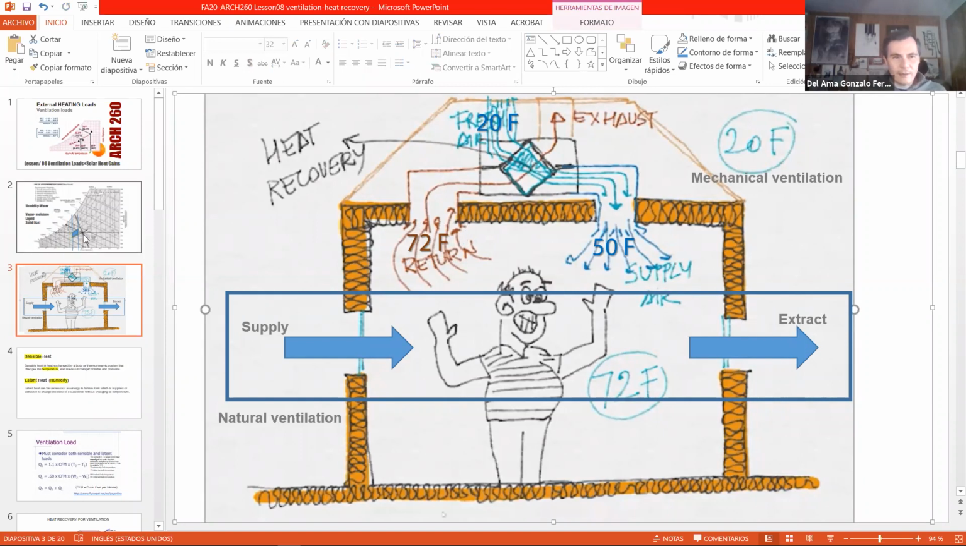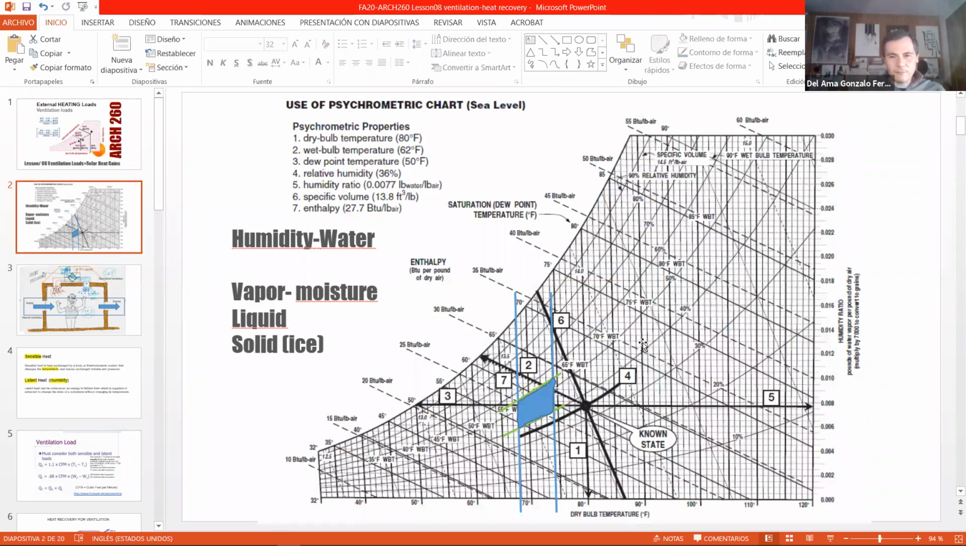So everything is related here. Temperature and humidity. And we can relate this with all these parameters: dry bulb, wet bulb, dew point, relative humidity, humidity ratio, specific volume, and enthalpy. Today we're going to use dry bulb temperature. We have been using dry bulb temperature for a couple of weeks. We are going to use the relative humidity. And today we are going to use the wet bulb temperature to calculate the ventilation loads.